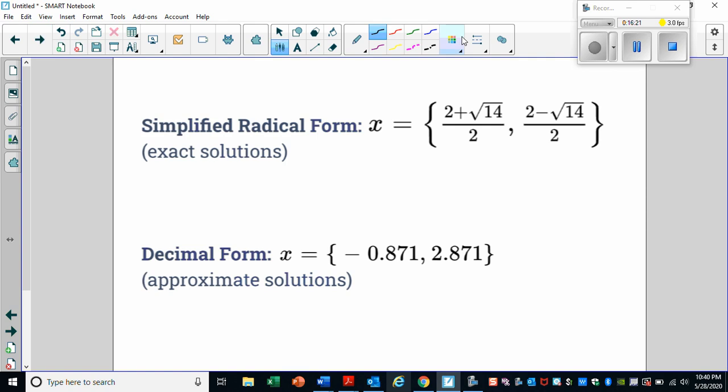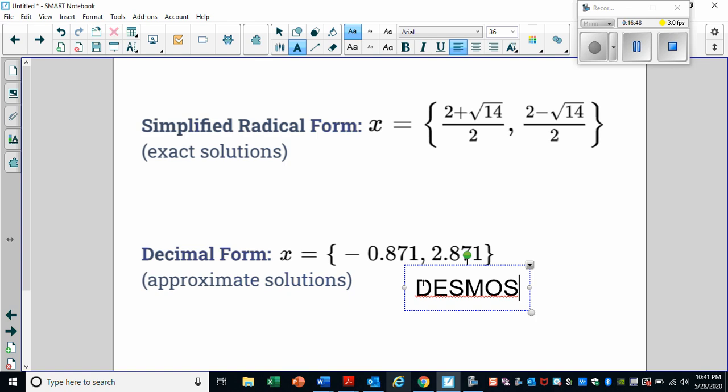And we see that here. Those are our solutions. Now, Desmos will give you the decimal approximate solution. So on MathSpace, you will have to use the radical form. Decimal form, you'll see that more on Desmos.